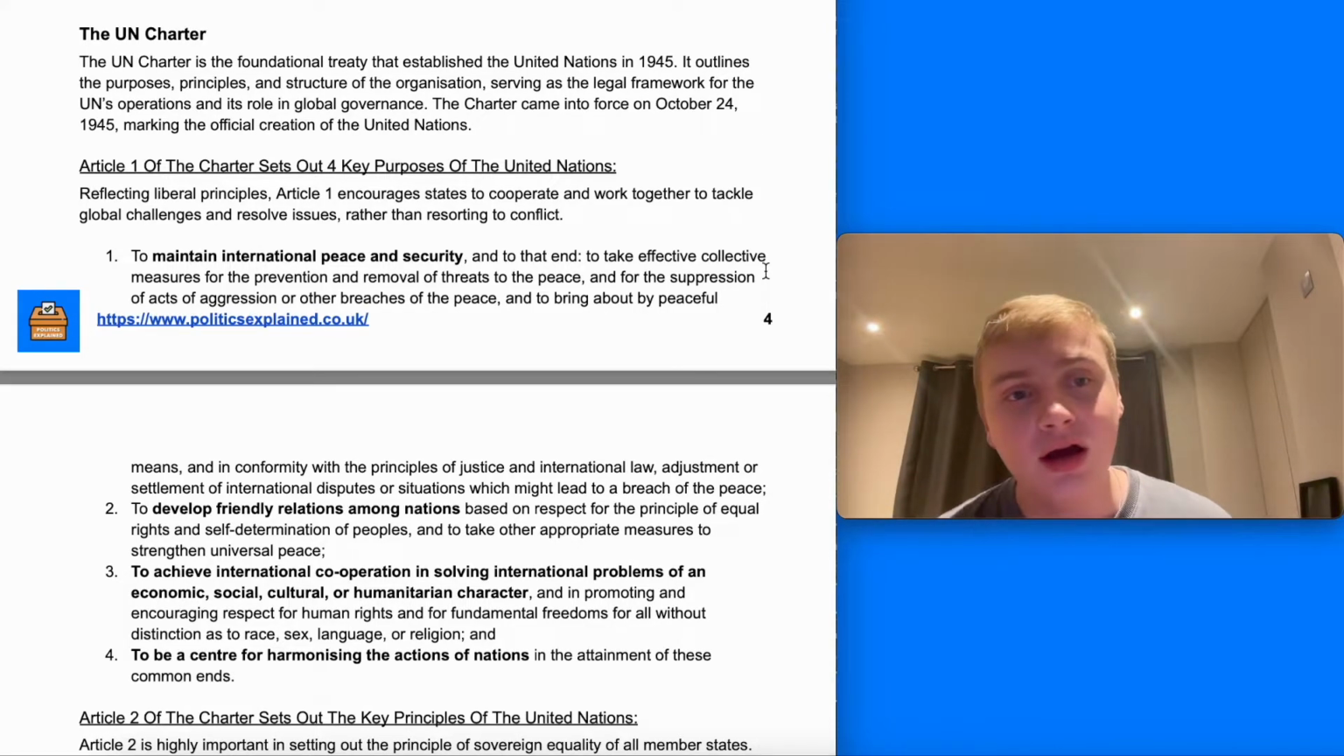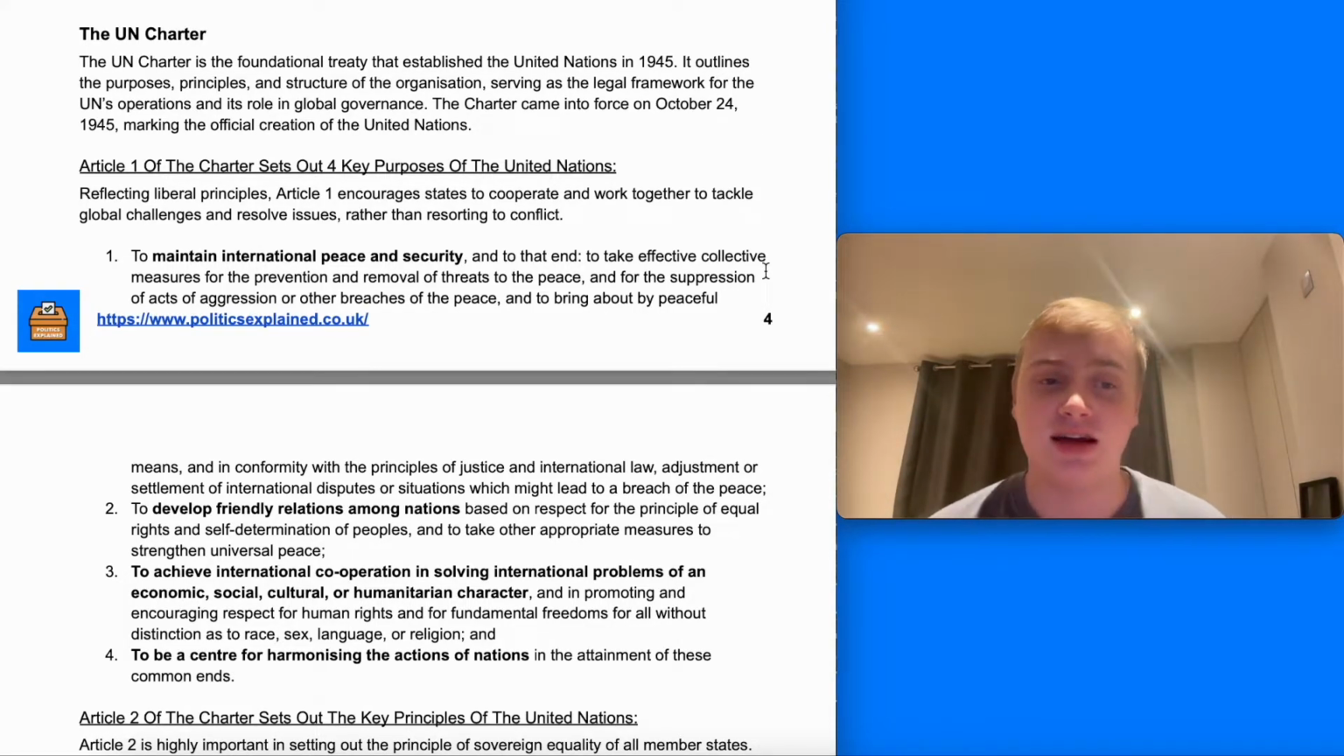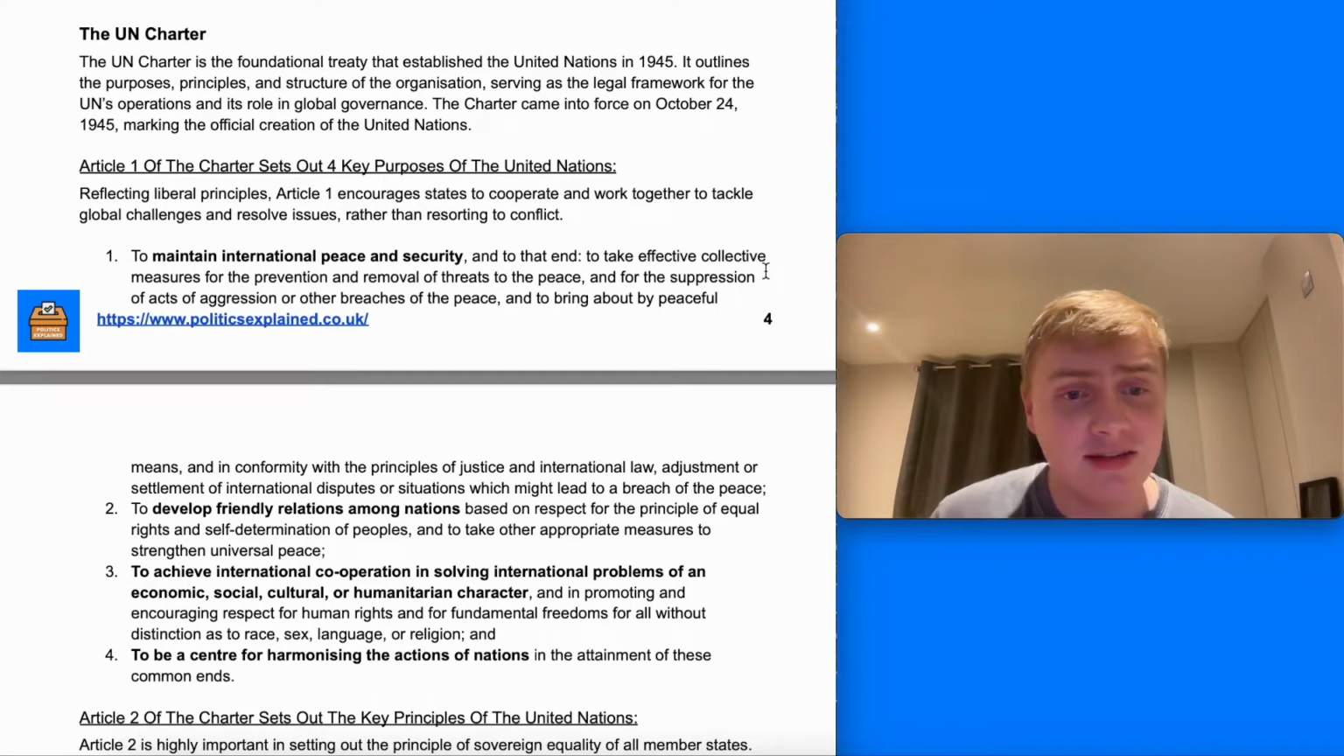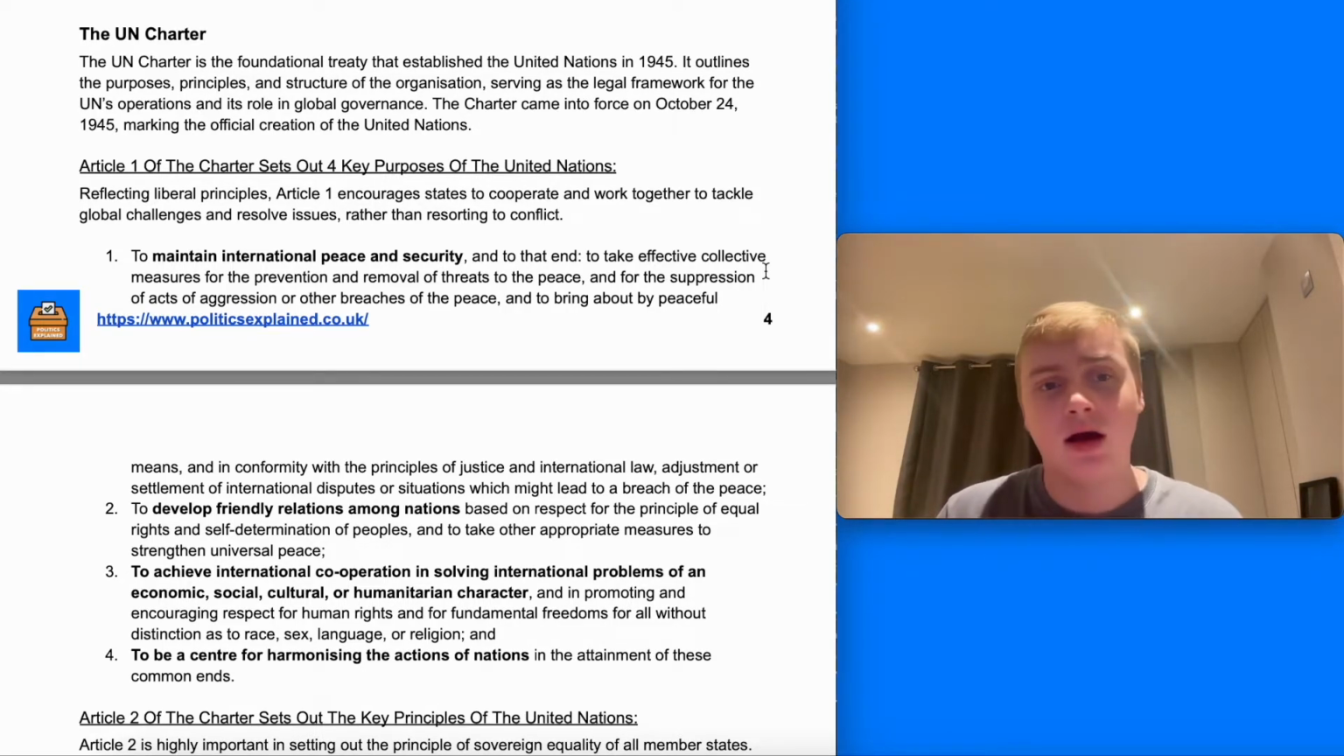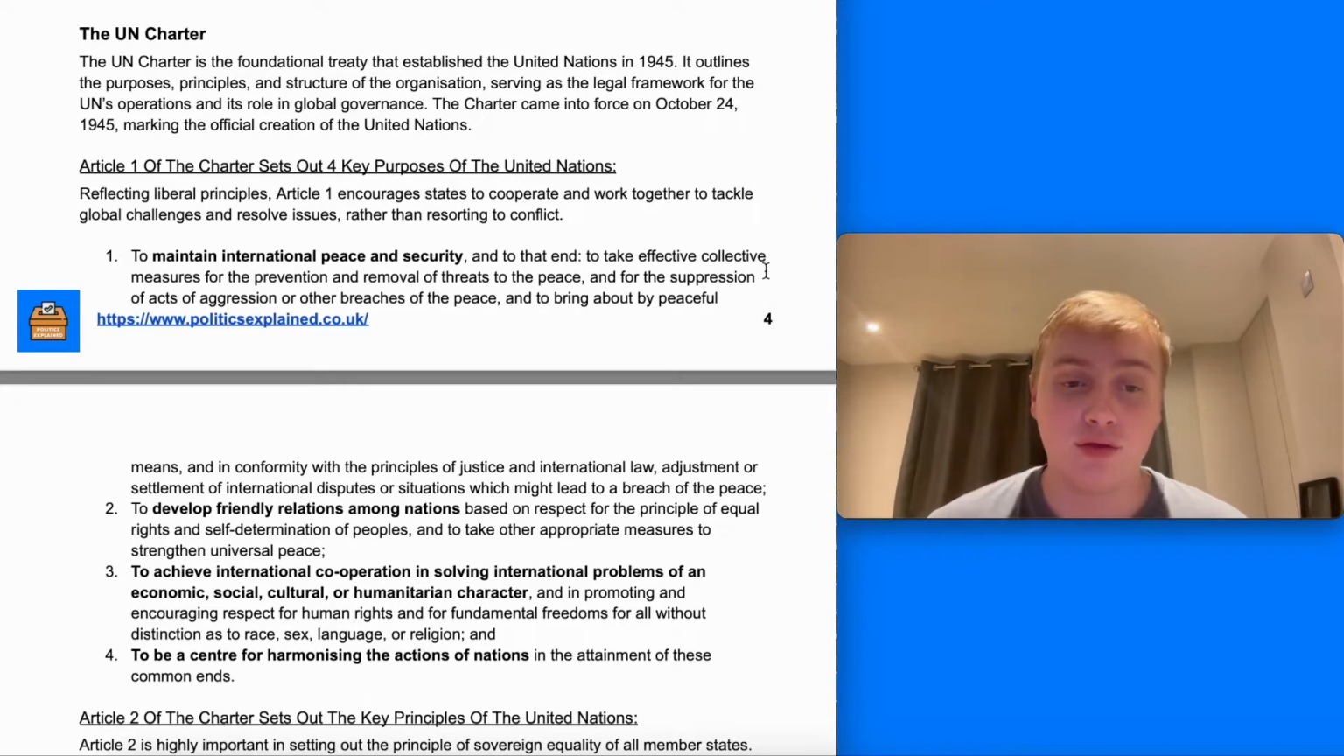So Article 1 sets out 4 key purposes of the United Nations. And the first one, and the most important one, is to maintain international peace and security. And that's to collectively remove threats to peace. Say there's one rogue state that's threatening the global order and threatening peace. That's where the United Nations Security Council can authorise intervention against them, and try to also bring together countries so that disputes are resolved through negotiation and discussion rather than through war.